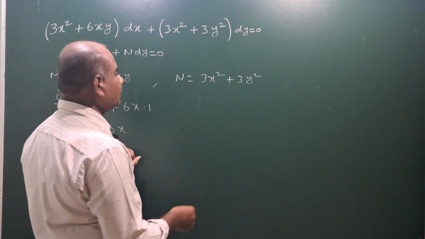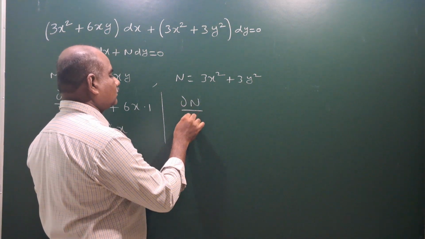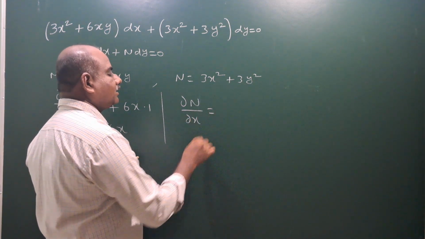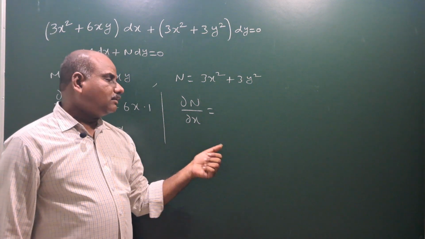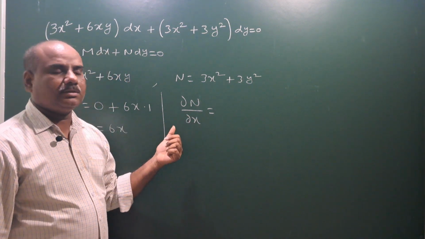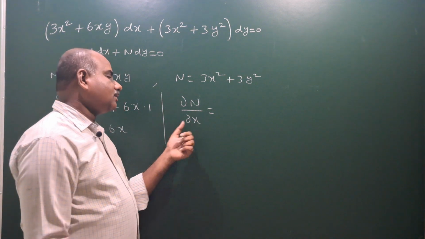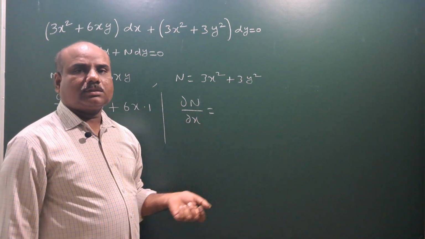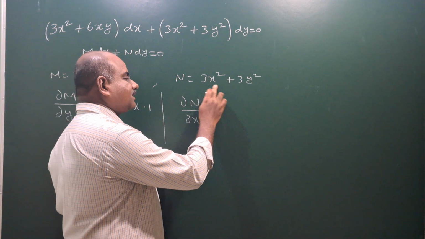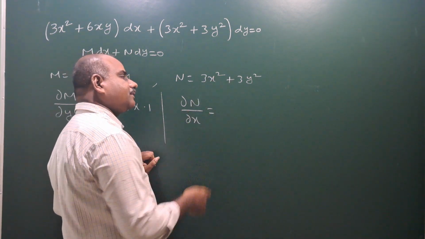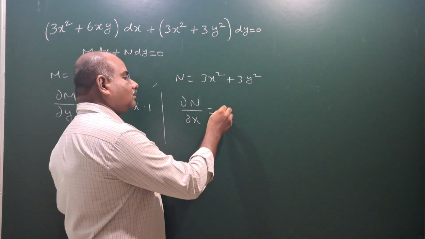And here ∂N/∂x, that means we have to differentiate the function N with respect to x partially. In partial derivative with respect to x, the y function is constant. We have to remember that. So the first term is 3x². It is entirely an x function. There is no y here.